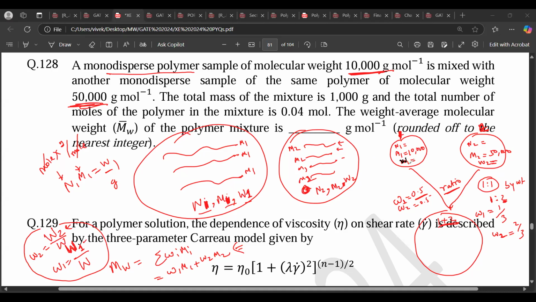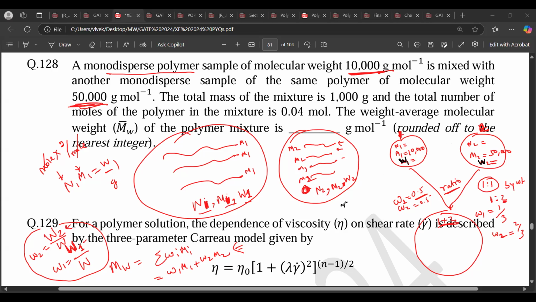W1 and W2, I cannot know the fraction. Remember, it's an individual weight, not a fraction. Fraction is the weight of that component divided by total. Also, I don't know N1, N2. So I also cannot calculate the mole fraction.